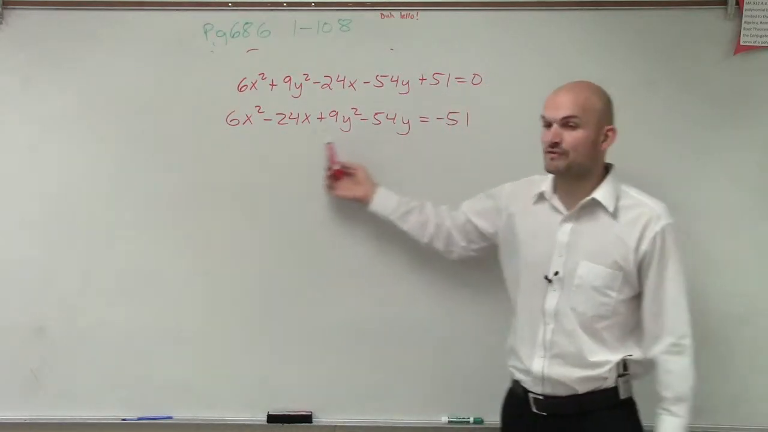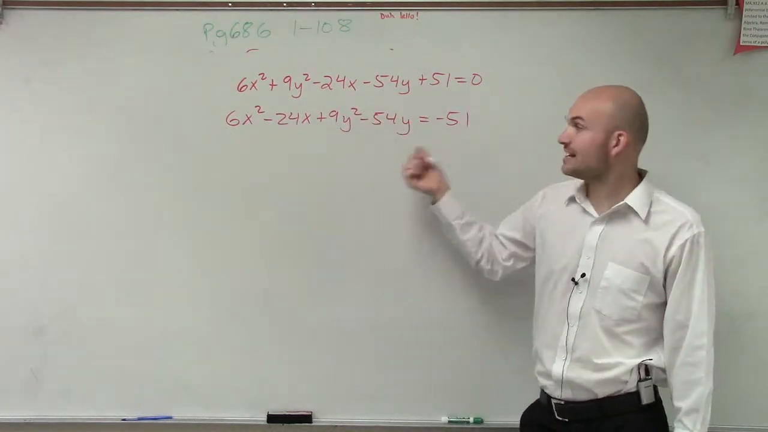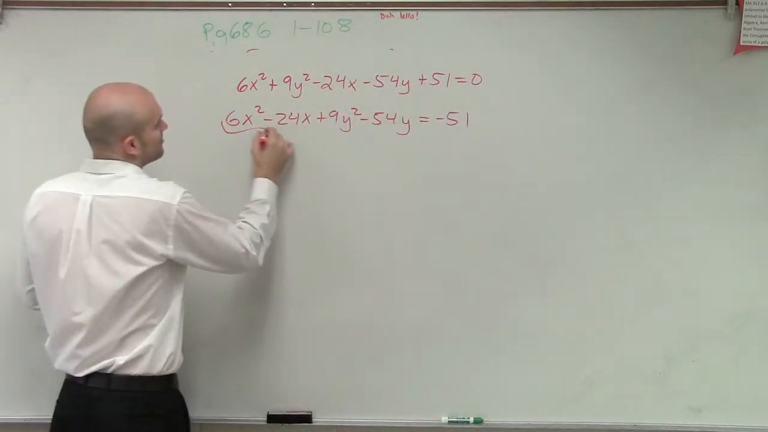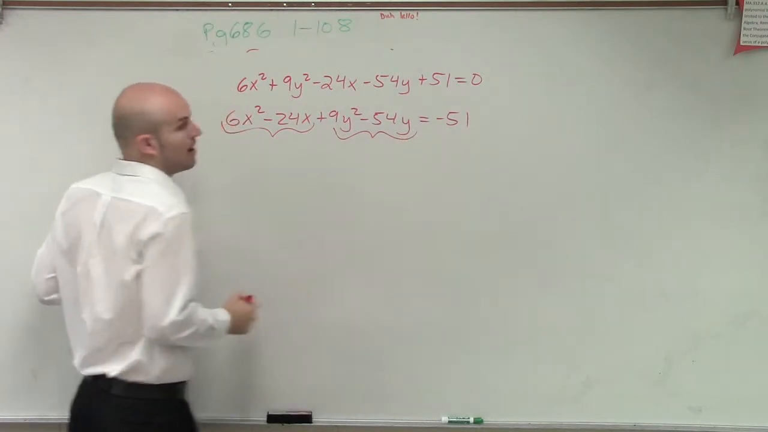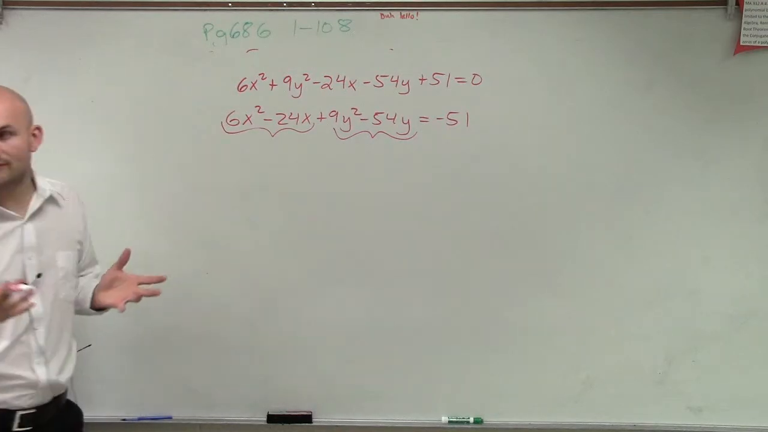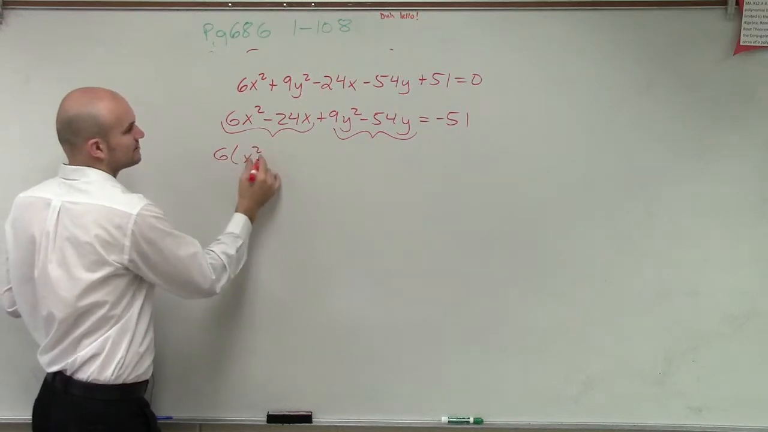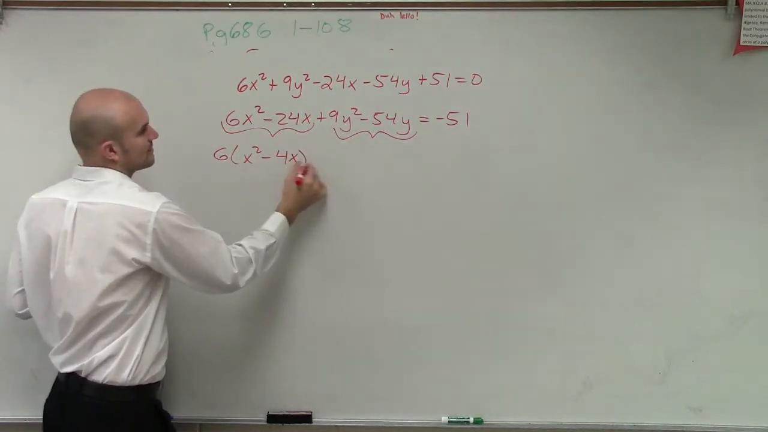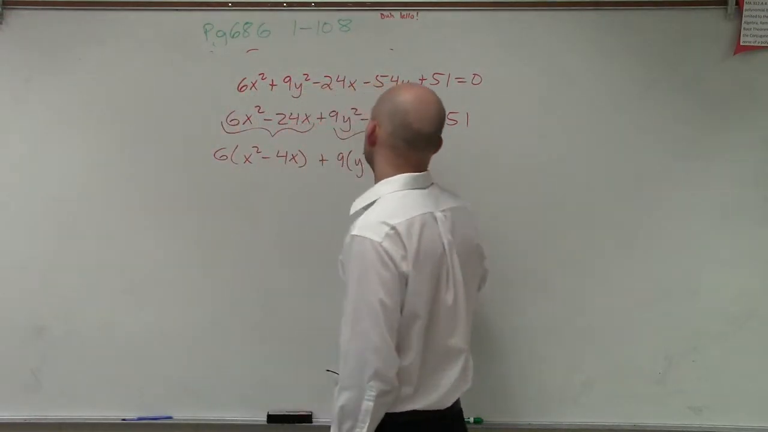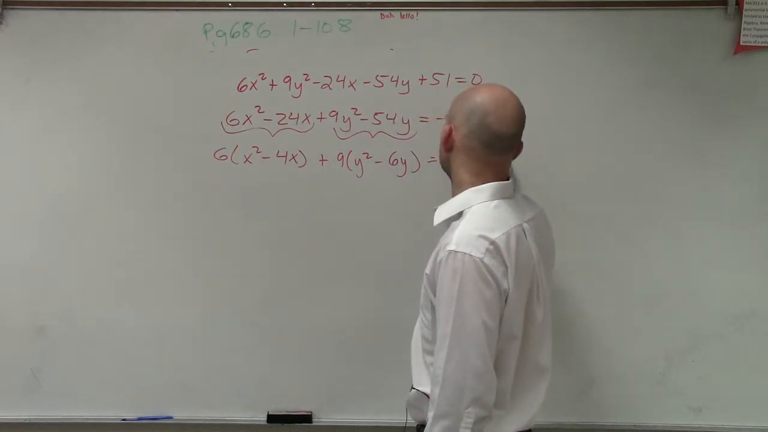So to create my perfect squares, I need to complete the square. We need to complete the square for the x's and the y's, and then make it equal to 1, not equal to 0. So the first thing I do is factor out the coefficient of my squared terms, because you can't have coefficients on those terms. So when I factor them out, I get 6 times x squared minus 4x plus 9 times y squared minus 6y equals negative 51.